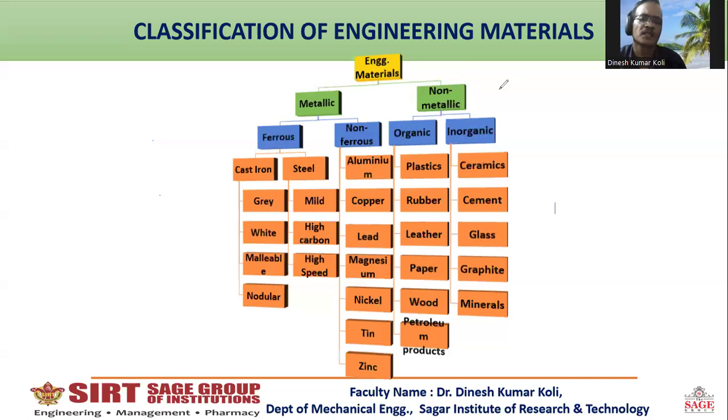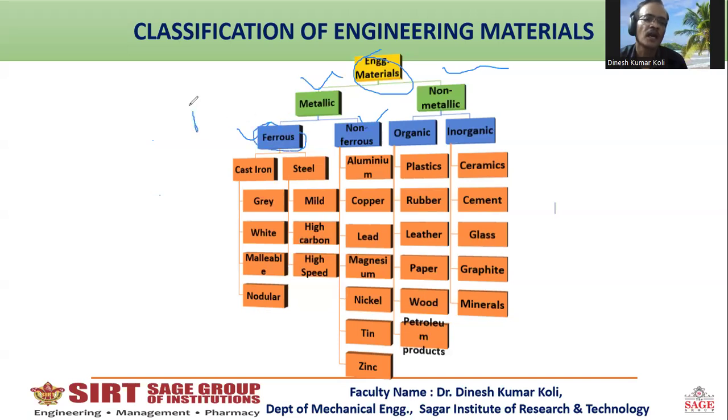So the engineering materials are classified as, first one is the metallic and the non-metallic. Metallic means the materials are composed of some metallic elements. They may be pure metallic materials or they may be alloys. In metallic, again there are two categories. One is called the ferrous and the other is called the non-ferrous.